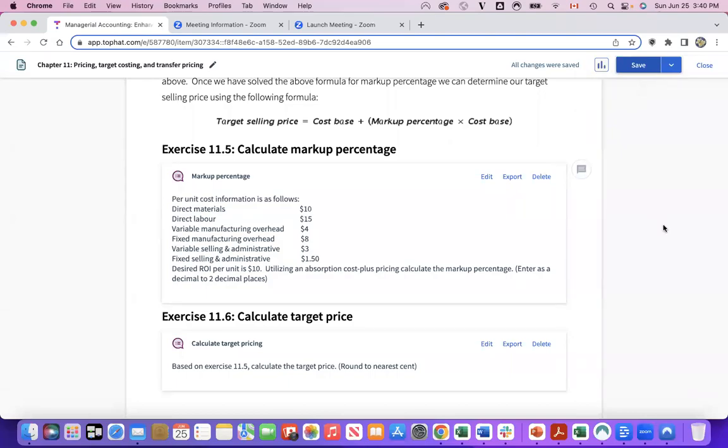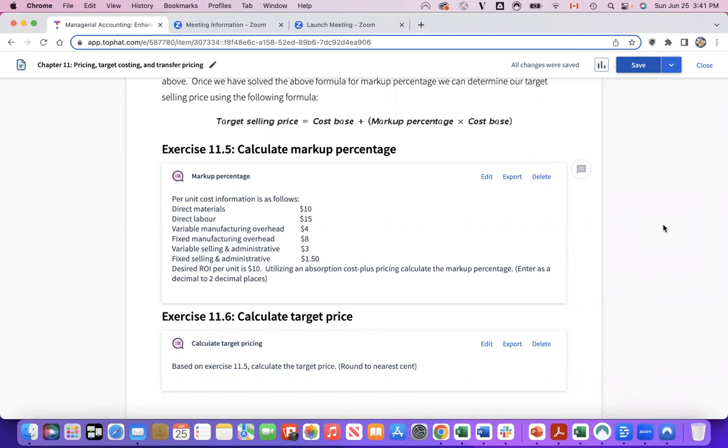All right, let's look at exercises 11.5 and 11.6. Here we're dealing with calculating the markup percentage and then calculating the target price based off of that markup percentage. Obviously, the main thing to focus on here is determining what is that cost base.